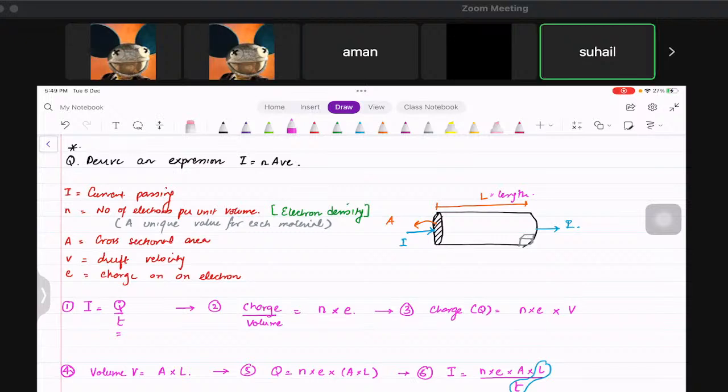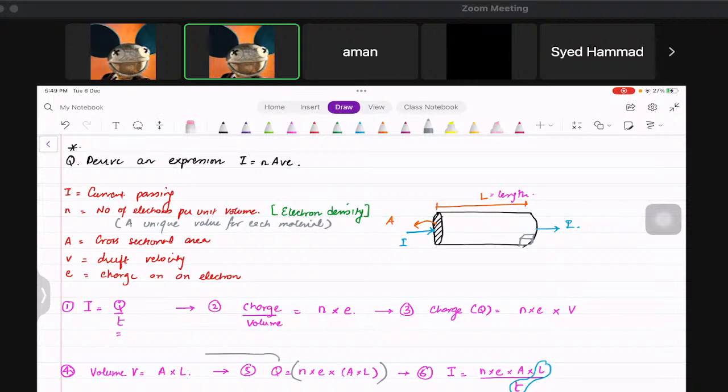Yes, sir. But I feel like, you can write it down. What did you do in step 6? I basically put the whole charge value into this. Do you get it? Oh, okay. And then I got length over time, which is the drift velocity.